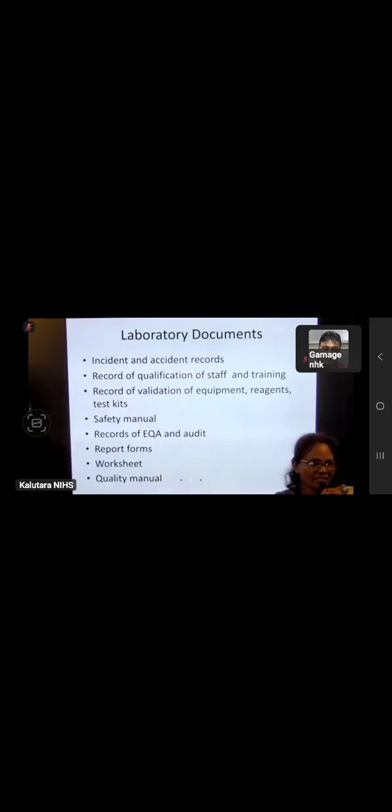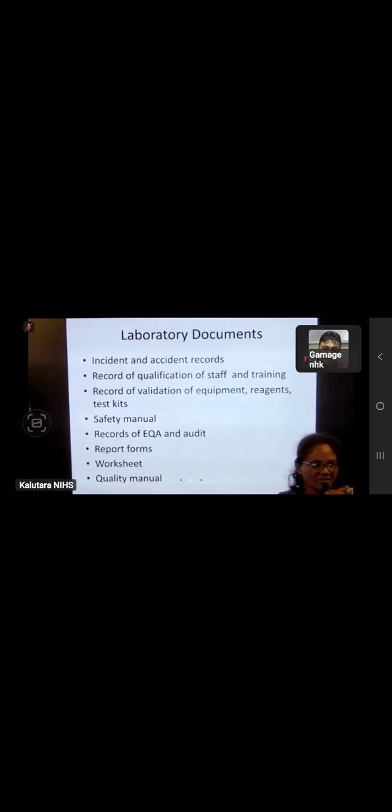Record of qualification of staff and training. I don't know whether you are having that in your laboratory, but those who have got accreditation, it must be there. Record of qualification of staff and training. What are the trainings they have taken? So this is a very important document in your laboratory.